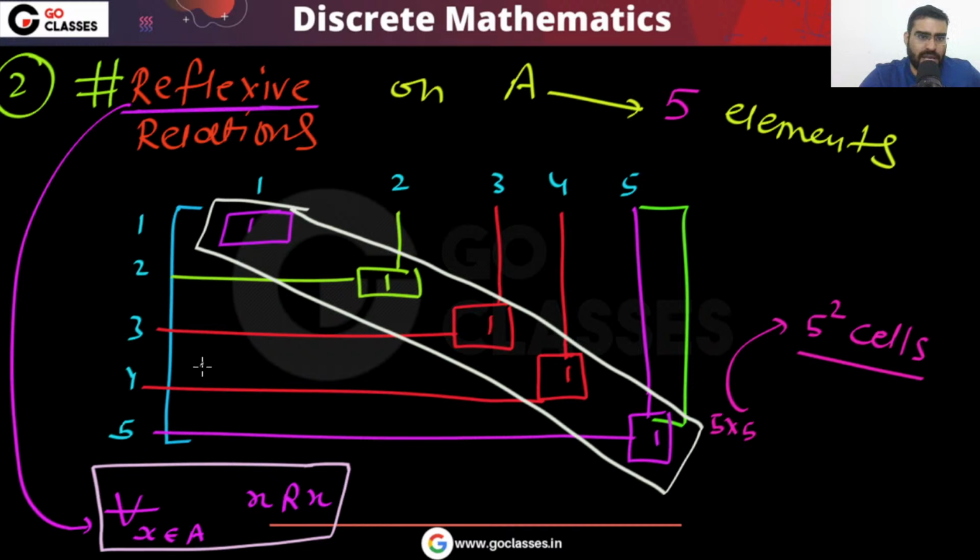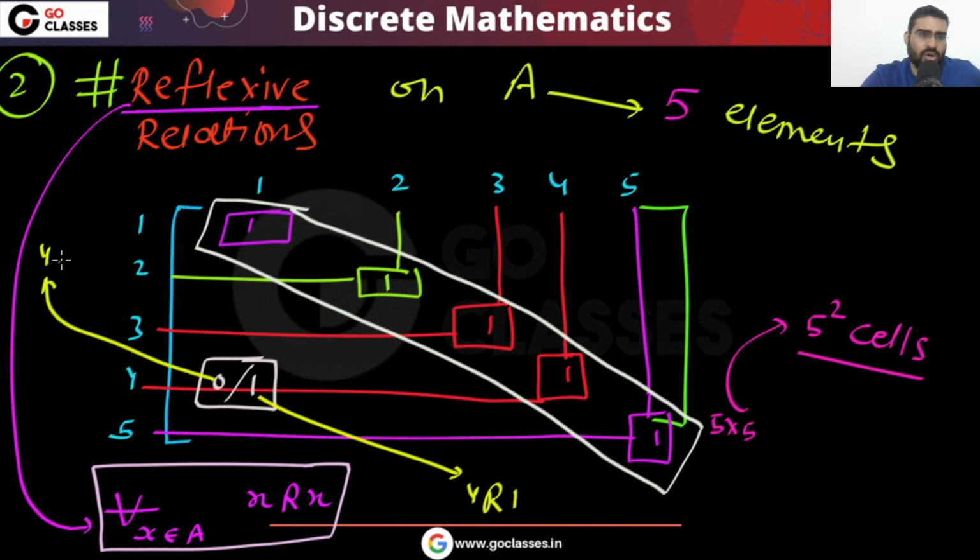For example, if you have this remaining cell, this has 2 choices. In this cell you can put 0, or you can put 1. Either 4 is related to 1. This 0 means 4 is not related to 1, and this 1 means 4 is related to 1. Let me tell you what this means. This 1 means that 4 is related to 1. And this 0 means that 4 is not related to 1.